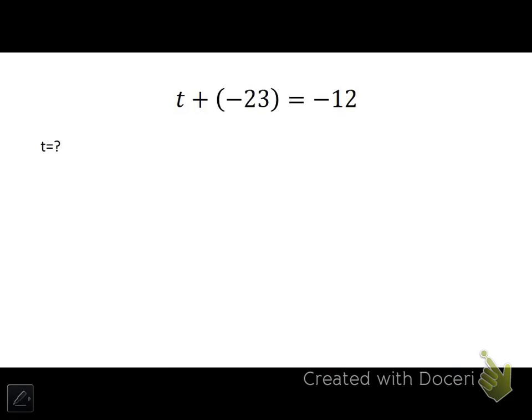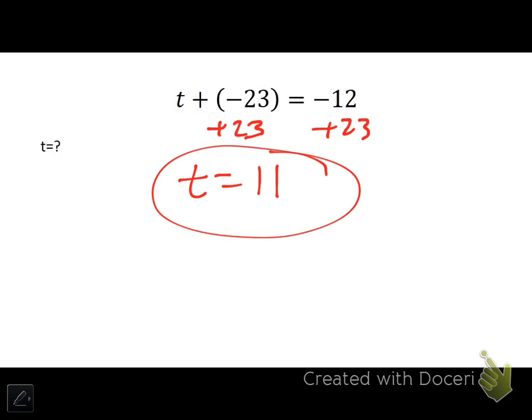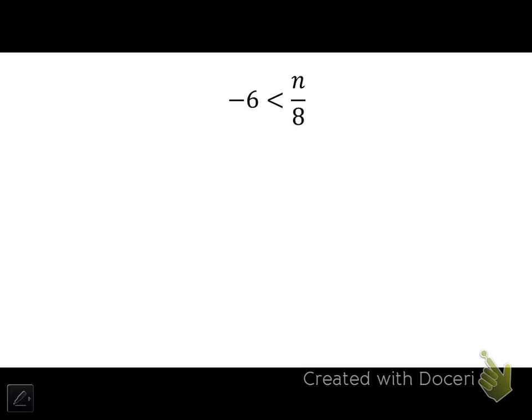Okay, this one, got to do the opposite to get it to the other side, so we got to add 23. So then t is equal to negative 12 plus 23 is 11. So there's my answer. Okay, got to multiply both sides by 8 because you got to do the opposite. Since we're dividing, we got to multiply. Negative 6 times 8 is negative 48. Since we didn't multiply or divide by a negative, the sign's going to stay the same.